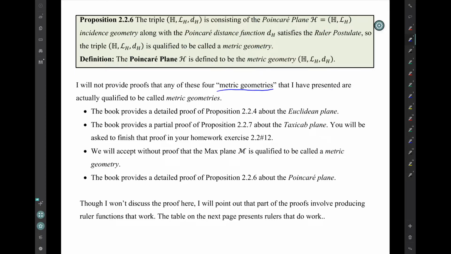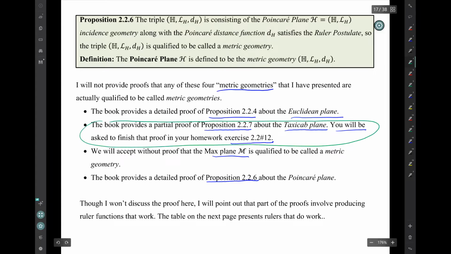I won't provide proofs that any of these four things that I've called metric geometries actually are qualified. But again, the book provides a detailed proof of Proposition 2.2.4 about the Euclidean plane, and they provide a partial proof of Proposition 2.2.7 about the Taxicab plane. Now you will be asked to finish that proof in your homework exercise, 2.2 number 12. We'll accept without proof that the max plane is qualified to be called a metric geometry. The book provides a detailed proof of Proposition 2.2.6 about the Poincare plane. So you are only responsible for this proof about the Taxicab plane, about part of it.